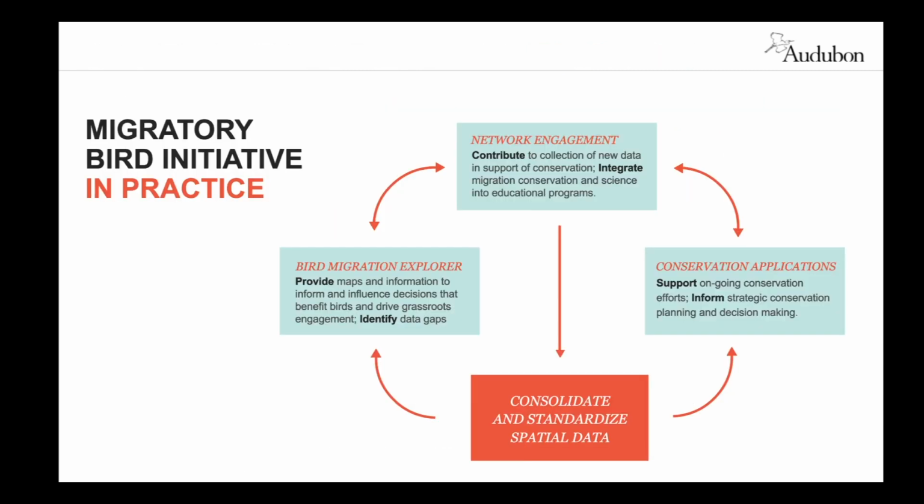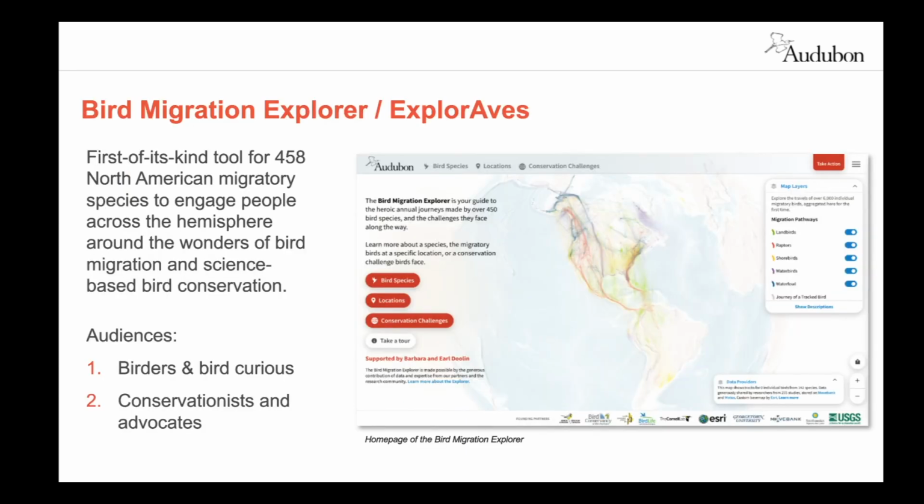We use this consolidated and standardized spatial data to fuel MBI in the areas of conservation applications, network engagement, and the Explorer. This is a first-of-its-kind tool for 458 North American migratory species to engage people across the hemisphere around the wonders of bird migration and science-based bird conservation. Our two main audiences are birders and bird curious, and conservationists and advocates. And note that the Explorer is also being published in Spanish when we launch under the name Exploraves.